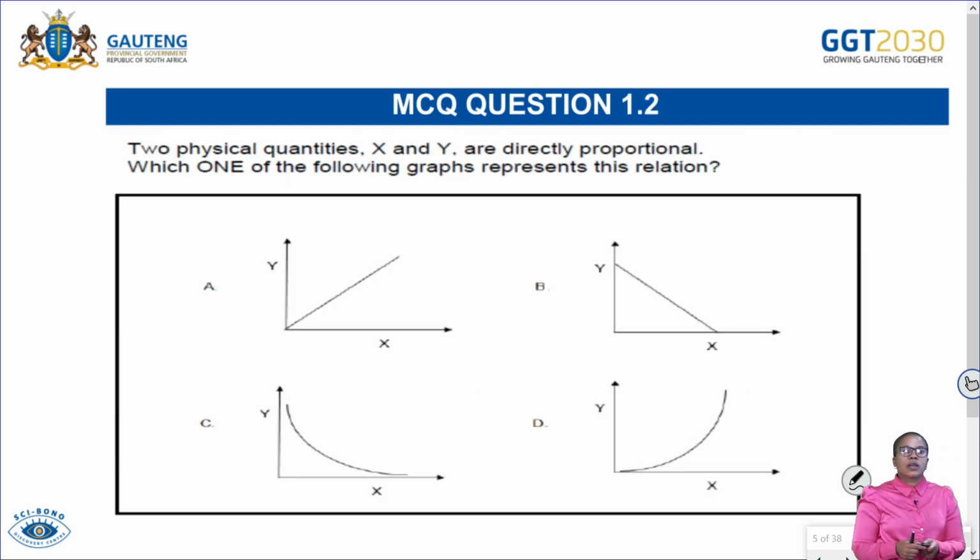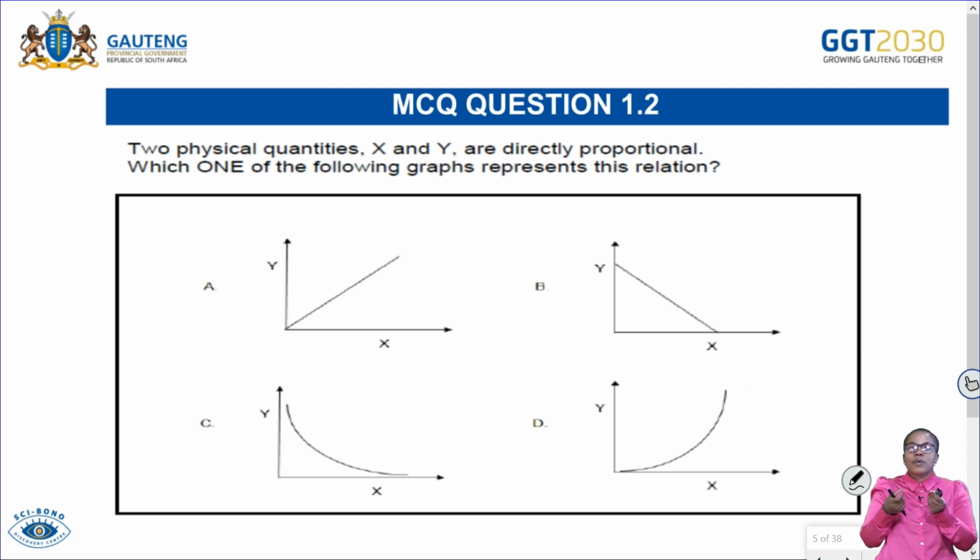Okay, so let's look at question number 1.2. This one is exploring the graphs. Remember, by now we should know a directly proportional graph, and we should know the indirect proportional graph. Okay, so it's always between the 2 variables, whether as the one increases, the other one increases, or as the one variable increases, the other variable decreases.